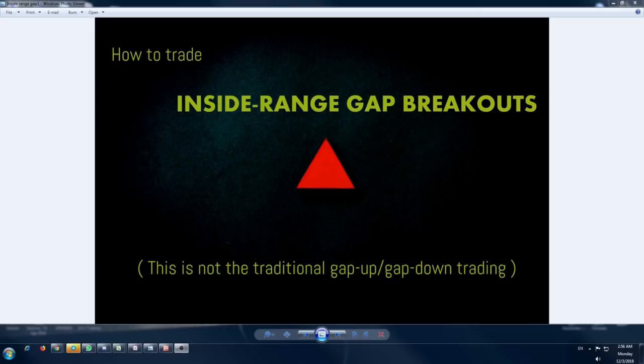So the topic that we are going to discuss today is something called the inside range gap breakouts. Please remember that this is not the gap trading that we do normally, like the gap ups and the gap down tradings that we do. This is something different.